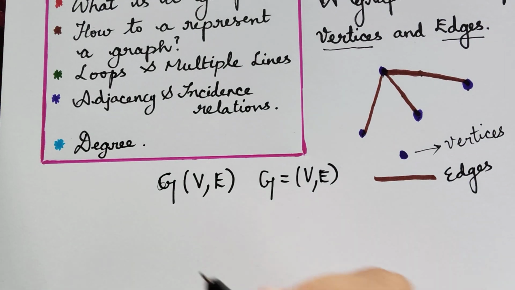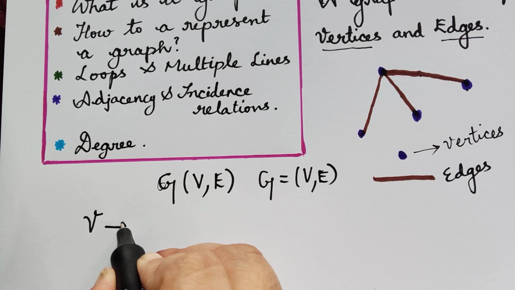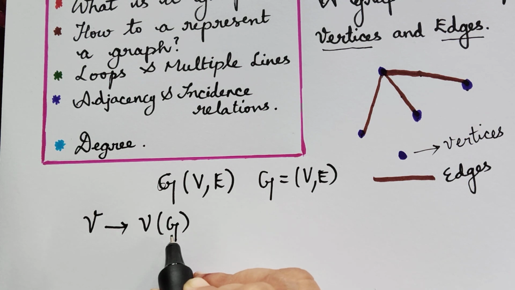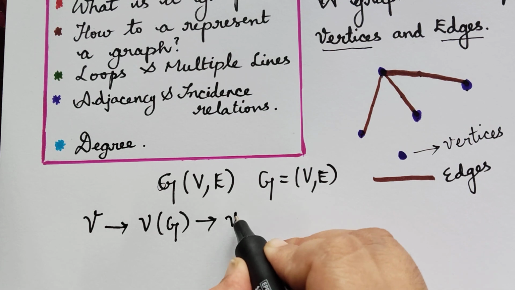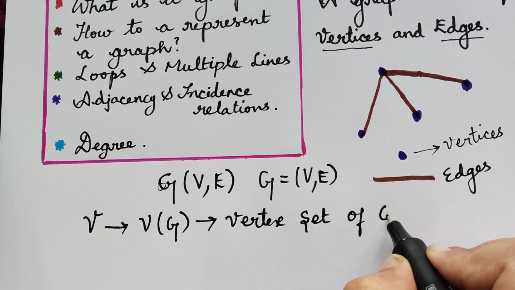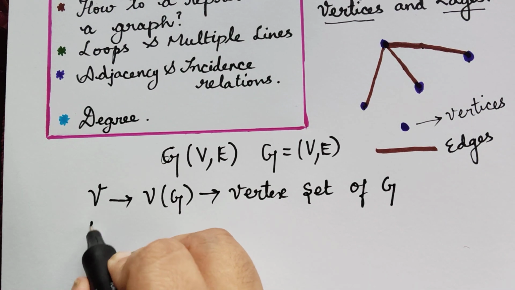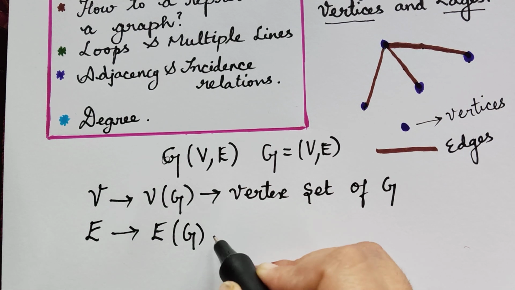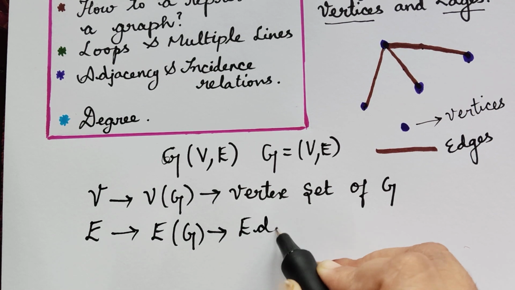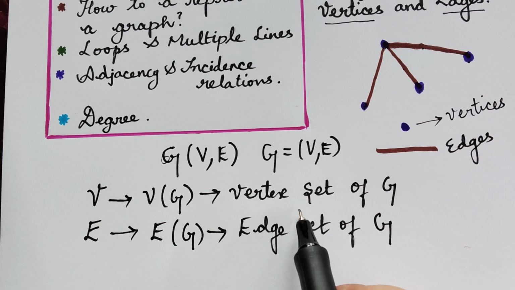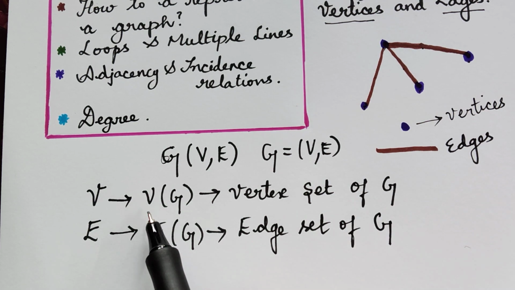And what is this V? V stands for the set of vertices, which can also be represented as V of G, because vertices of G. This is the vertex set of the graph G. And then the set of edges can be represented as capital E, which can also be represented as E of G, which implies it is the edge set of the graph G. So the set of vertices of G is represented as V of G.